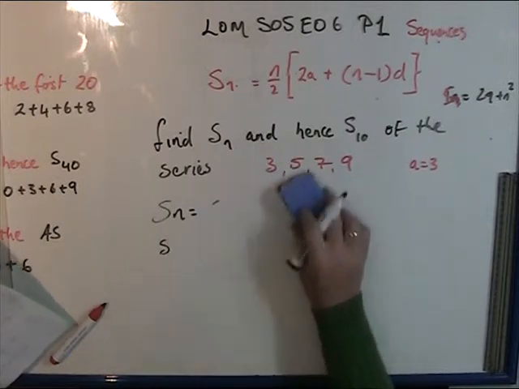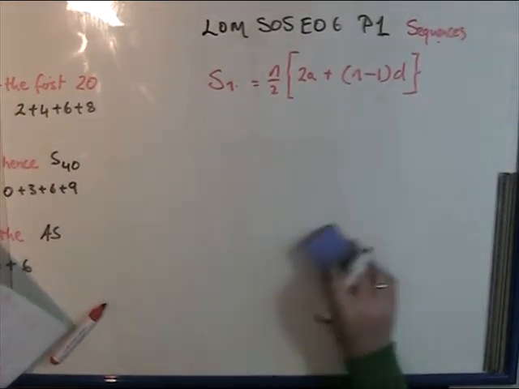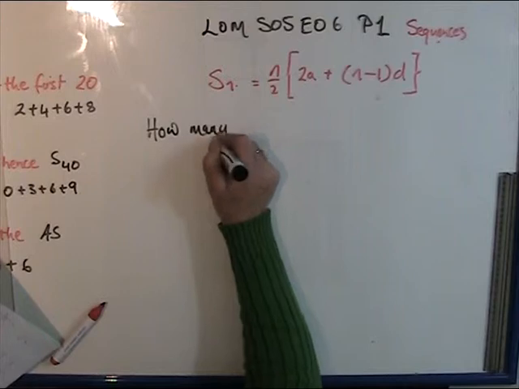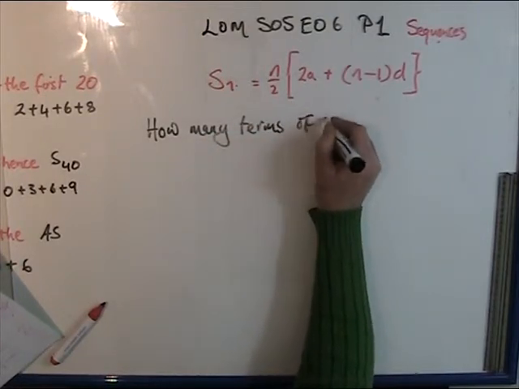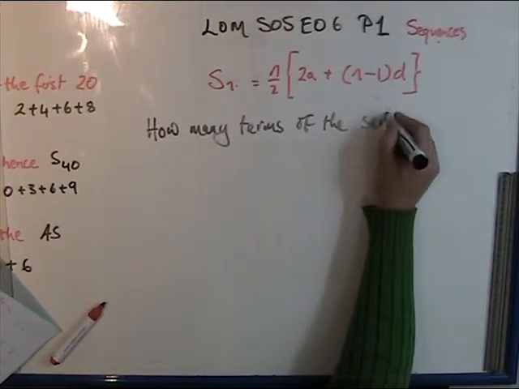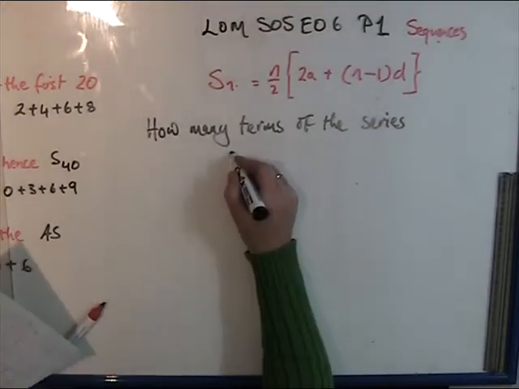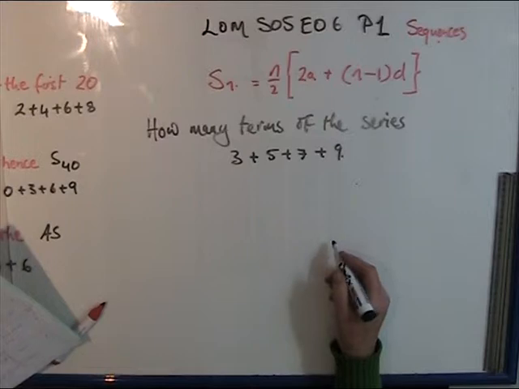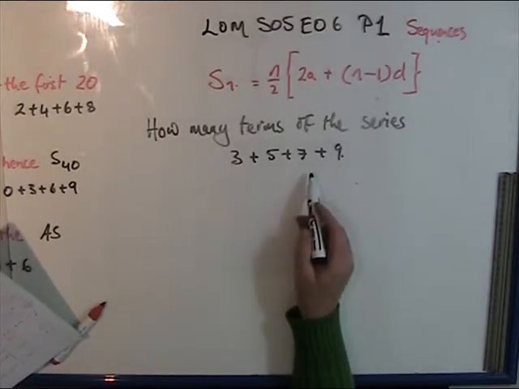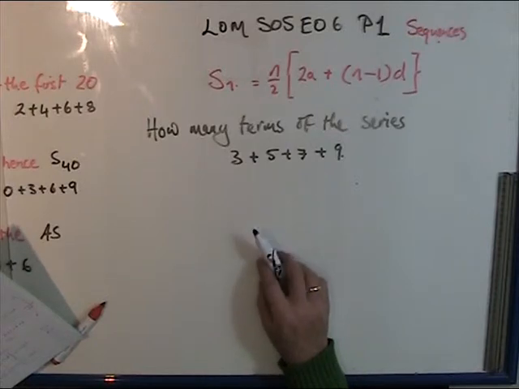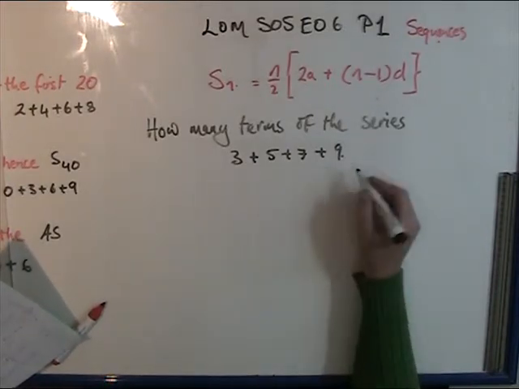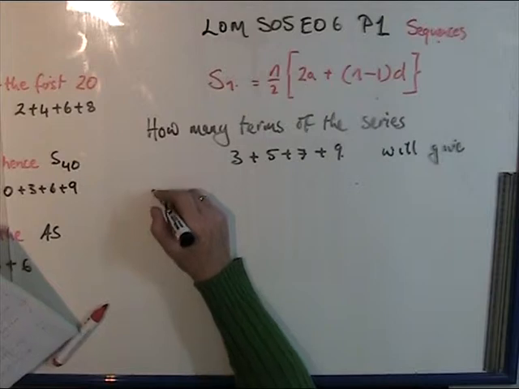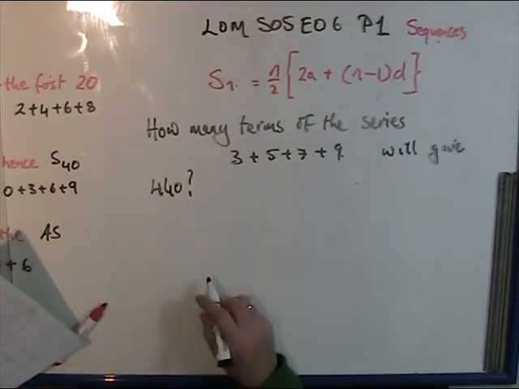Right. Now let's have a look at another question. How many terms of the series 3 plus 5 plus 7 plus 9. Now this is your series again. Okay, so I'm repeating the question. It's the same question, but I'm going to do something different with it. It says how many terms of this series will give 440. Okay, so that's the question.